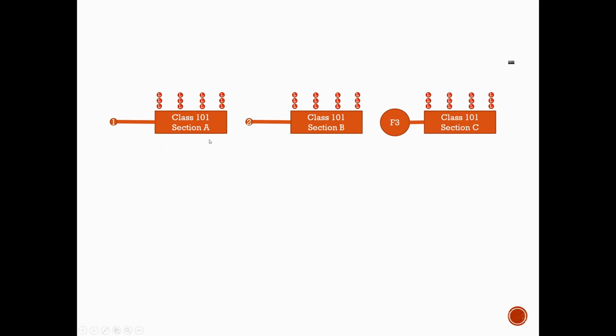Let's move on from Fantasyland to something more realistic. Notice that I changed up a couple of things here. In class 101, section A and section B are taught by faculty members who have a small circle. So they're not very effective at teaching writing. Faculty member 3 remains a large circle. Can you guess what's going to happen to these students who go through these different sections? What's going to happen to those students who go through section A? How about those that go through Section C?